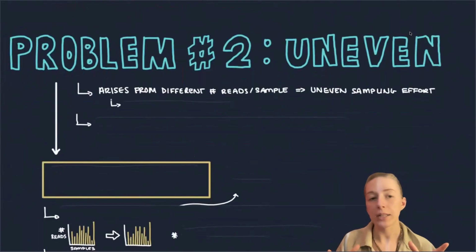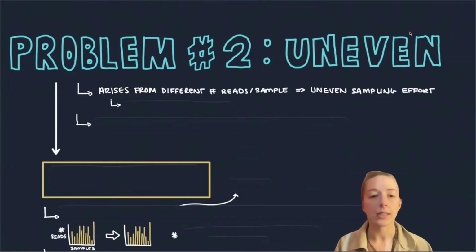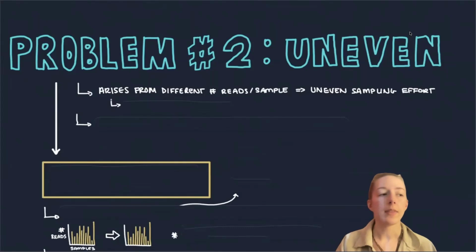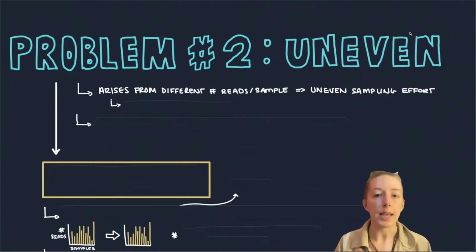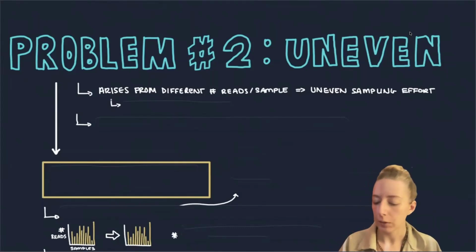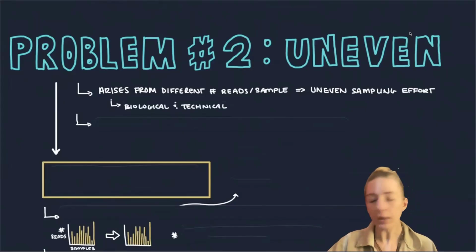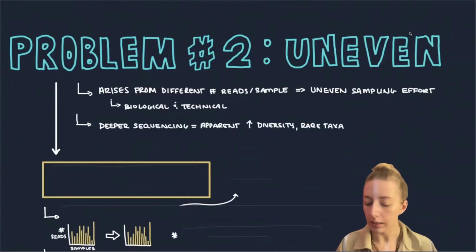The next problem we need to address is unevenness. This arises from a different number of reads per sample that's detected through sequencing. So this means an uneven sampling effort, or sequencing depth, right? This also arises from biological or technical causes.